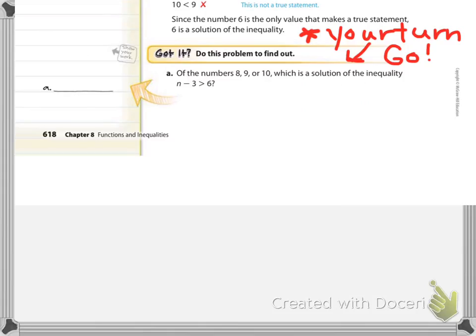Part of the EE standard for this is that you have to be able to determine if a solution makes the math inequality statement true or false if it is a solution. So I want you to now try the got it on your own. Substitute the numbers 8, 9, and 10 to see which one is the correct solution, and when you come back, you can check your answer.